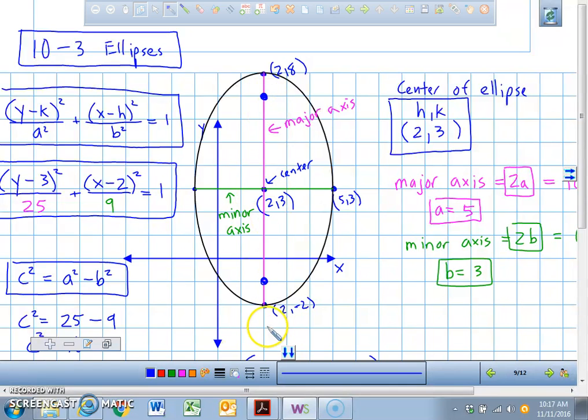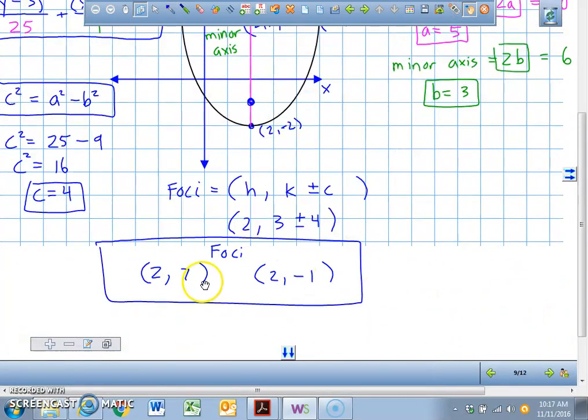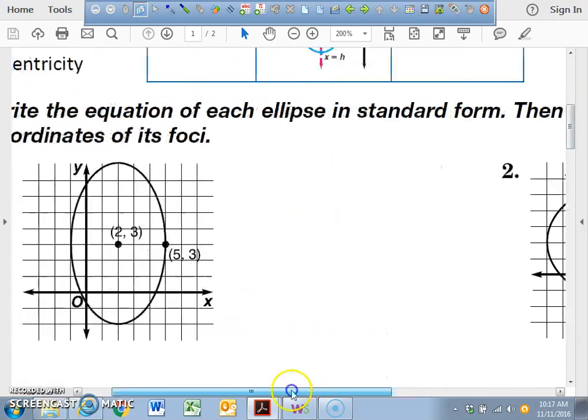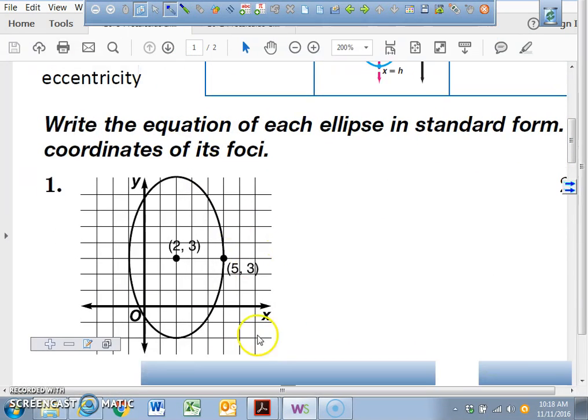Now both of these foci, we're going to explain why we need them. Why are they important? This is your final answer as far as your graph. There's your coordinates for your foci. You're done with that. Now I'm going to go back over to the paper, and I want to make sure you understand why the foci are important.